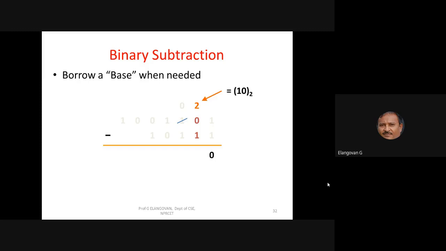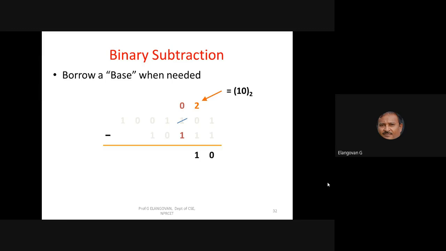In a similar fashion here we are borrowing. From the higher order we get 2 as the borrow. So from the 2 we have to subtract. 2 plus 0 gives you 1 0. From that 1 0 you subtract 1, so the remainder is going to be 1, and there is nothing else. And here you borrowed 1, so the remaining is only 0.